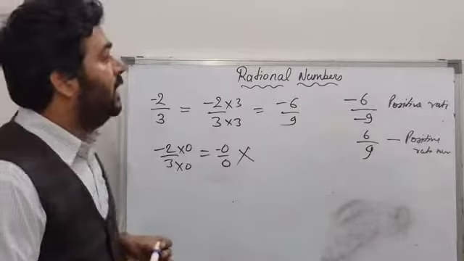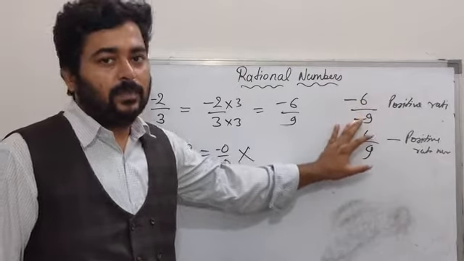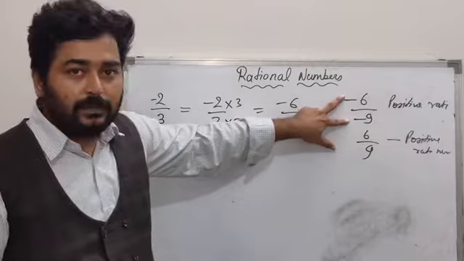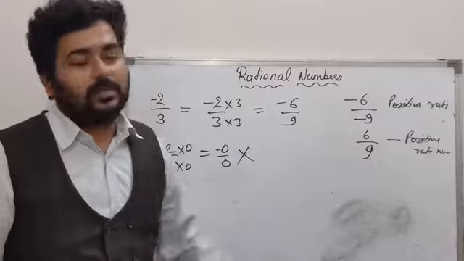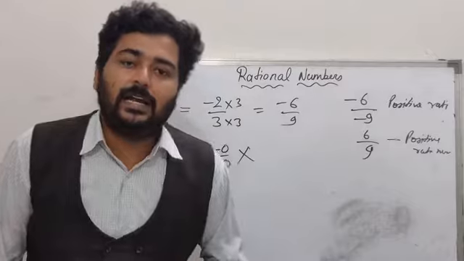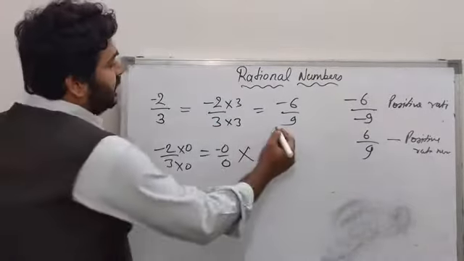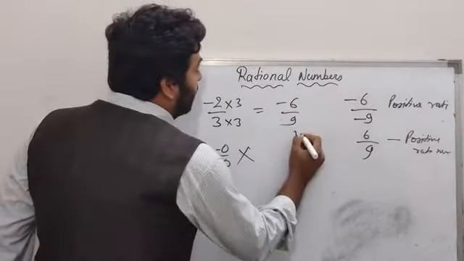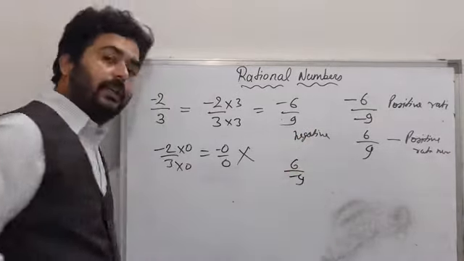Remember one thing, if we have the same sign in numerator and denominator, then that rational number will be a positive rational number. Here we have the same sign, negative negative, and the same sign, positive positive, both are positive rational numbers. But when we have the opposite sign in numerator and denominator, that rational number will be a negative rational number. Suppose minus 6 by 9, here we have minus, here we have plus, opposite sign, so this is a negative rational number. 6 upon minus 9 is also a negative rational number.